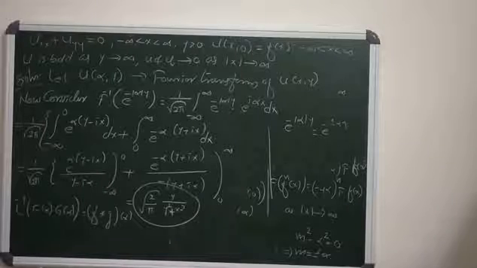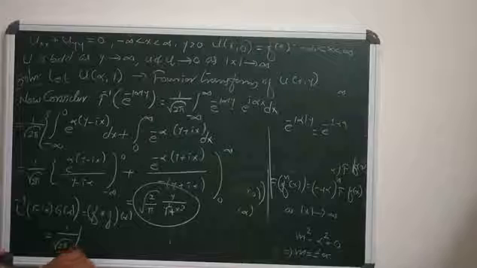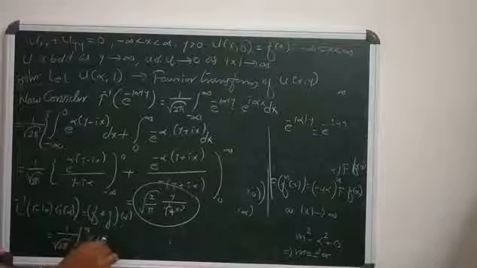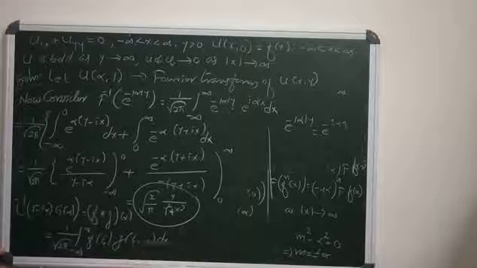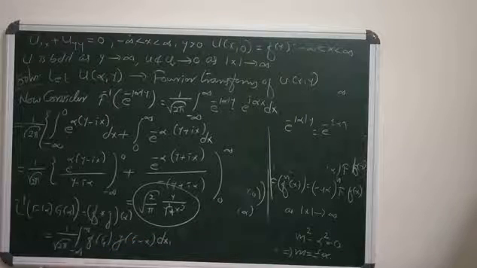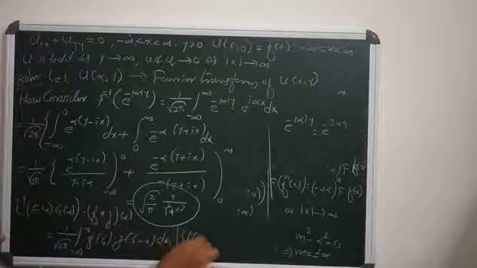Okay, what is f star g of x? F star g of x is 1 by root 2 pi integral from minus infinity to infinity f of theta into g of theta minus x d theta. This is a well-known result. Then applying this result here, you have u of x y.